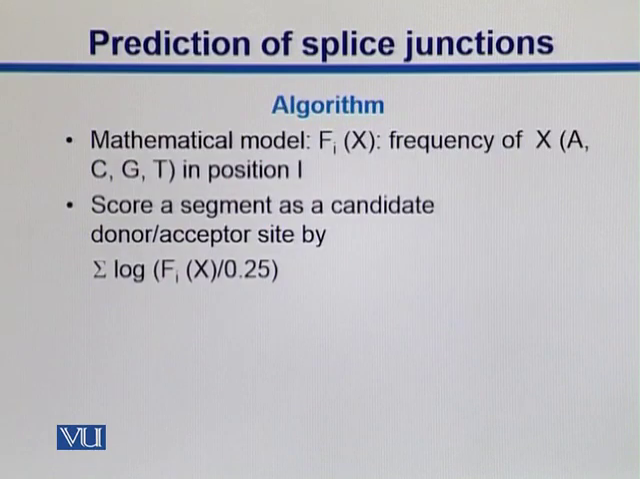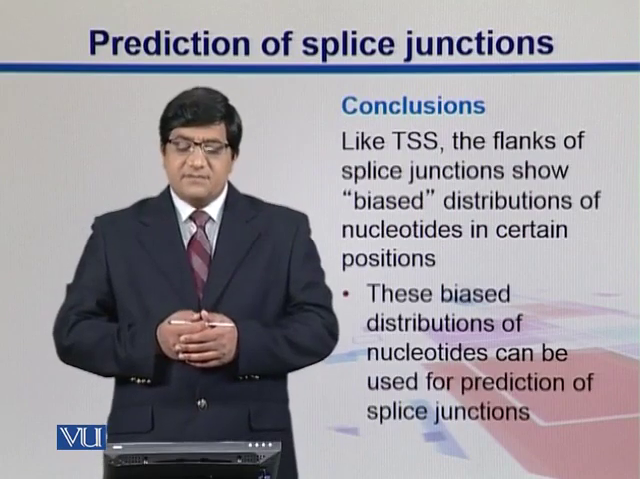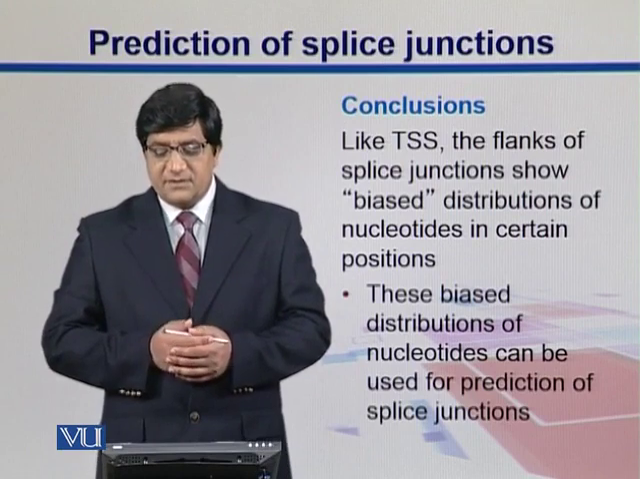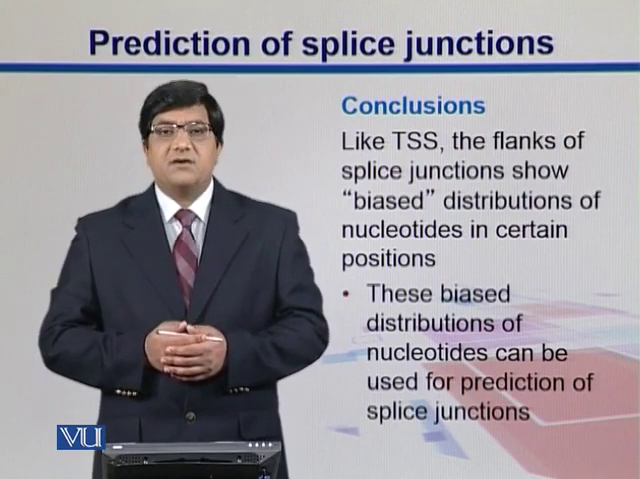So we can come up with a model. Here we can plot the frequencies of those nucleotides, and we can score the segment as a candidate donor or acceptor site by using this relation, where we take their frequencies from these frequency tables, divide that by their expected frequency, and then take a log score. The stronger the value, the stronger the evidence that we have predicted a donor or acceptor site. So like TSS, the flanks of splice junctions also show biased distributions of nucleotides, and these distributions can be used for their prediction.